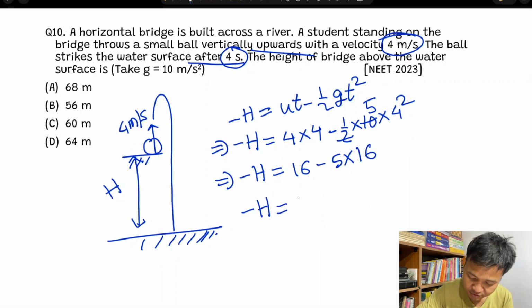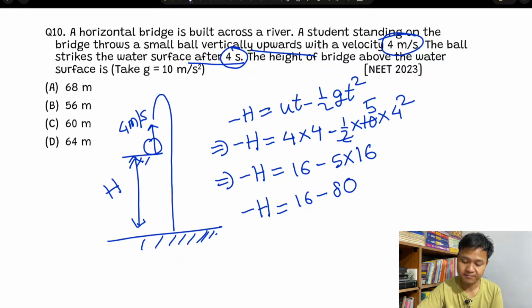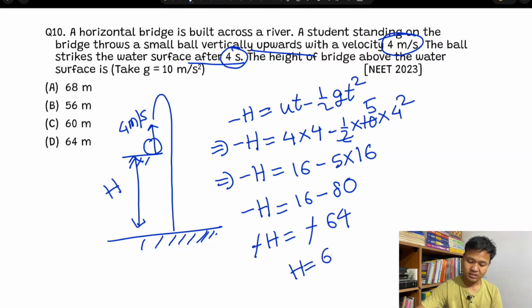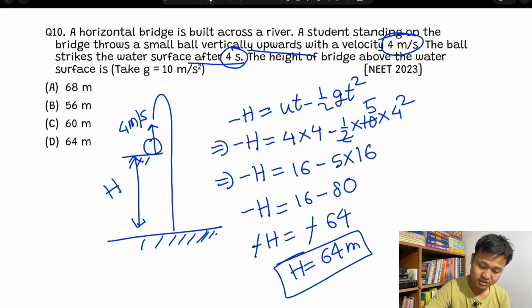So minus h is equal to 16 minus 80, since 5 into 16 is 80. So minus h is equal to minus 64. The difference of 16 and 80 is 64. The minus gets cancelled out. So what is h? 64 meters. So the answer is 64.